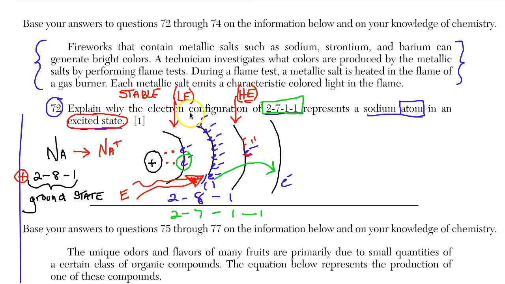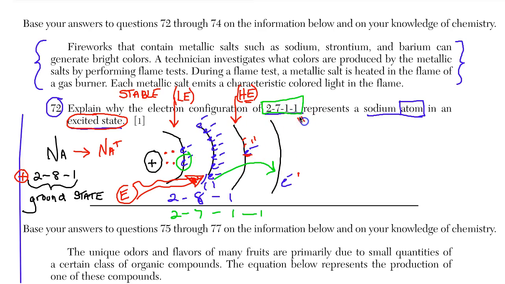So explain why the electron configuration represents a sodium atom in the excited state. Well, it represents a sodium atom in the excited state because an electron that was in a ground state, its lowest energy position, just absorbed some energy to move farther away. Okay, so that's what this is about. All right, so it's in a higher energy state because this electron now feels the what? Nucleus less.